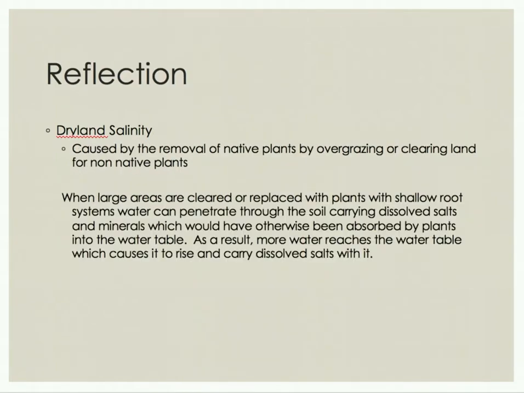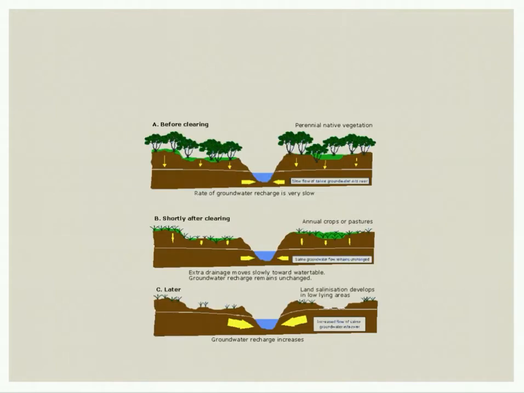So it's caused by removing these native plants and by overgrazing or clearing land for non-native plants. When large areas are cleared or replaced with plants with shallow root systems, water can penetrate through the soil, carrying dissolved salts and minerals, which should have been absorbed by plants, into the water table instead. As a result, more water reaches the water table, which causes it to rise and carry the dissolved salts. And here is an image of it.